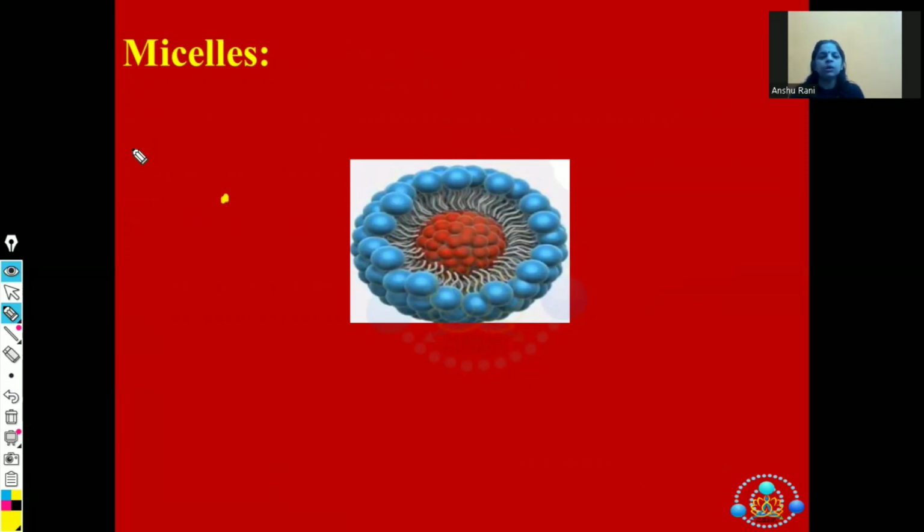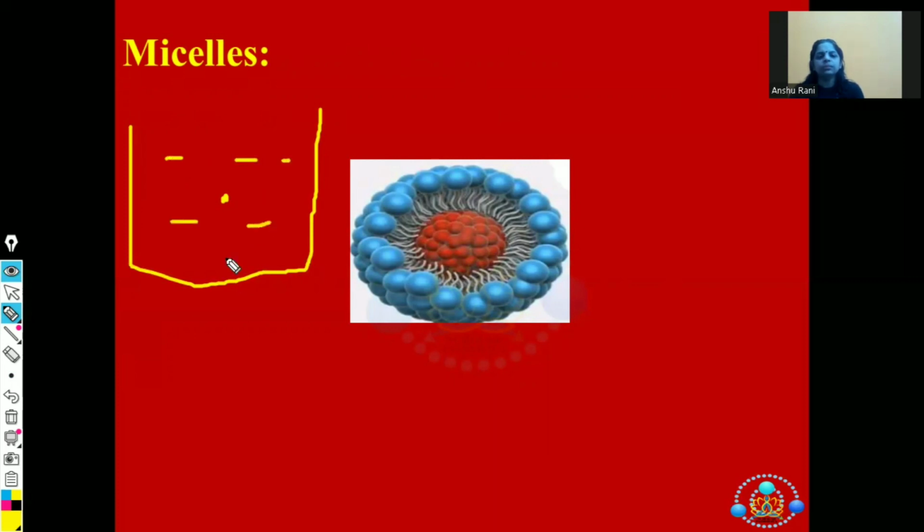What you will do, you will take a container, and you will take soap solution in it. Soap solution is taken in a big container. What will soap do? Soap has two types of ends. It has a non-polar tail and a polar head, right? Polar head means it has a positive and negative part, and this tail does not have any positive or negative part.